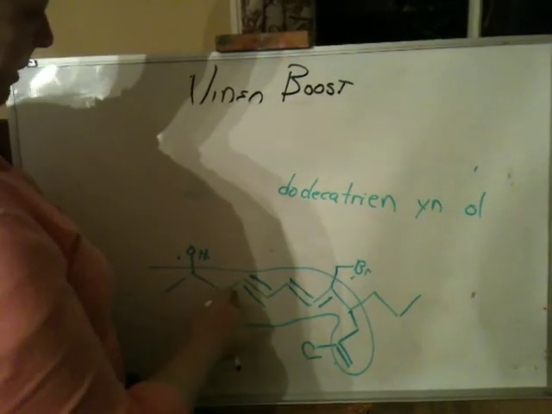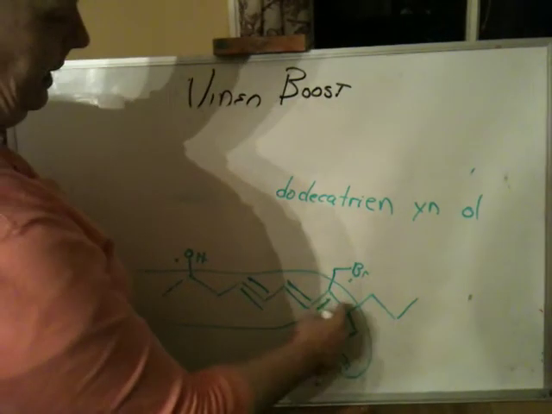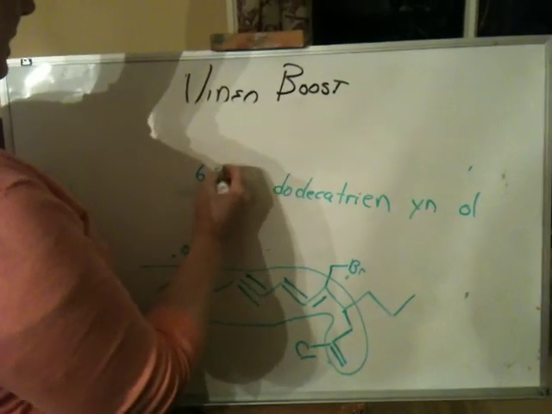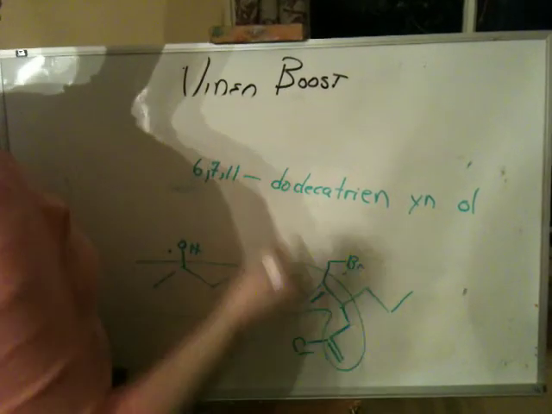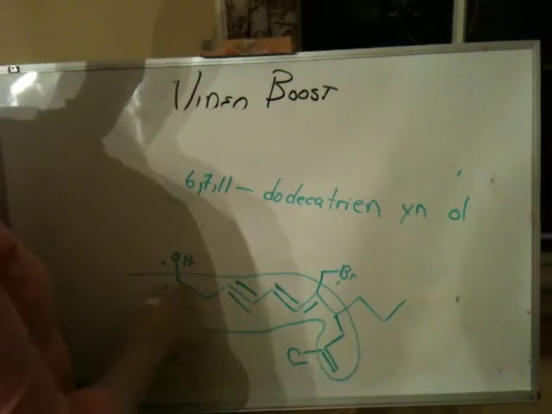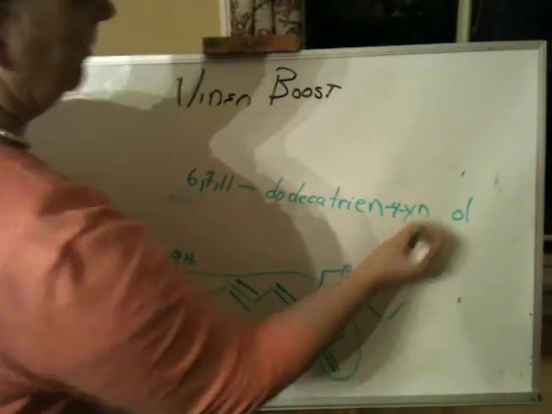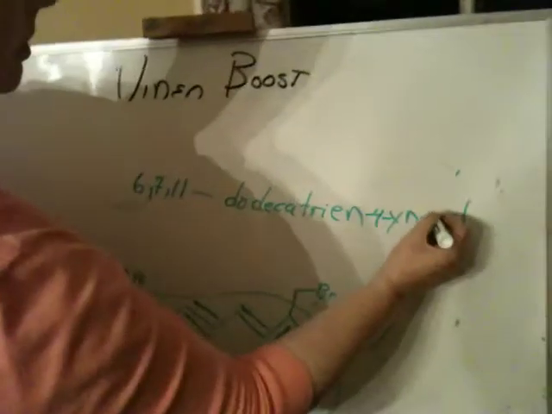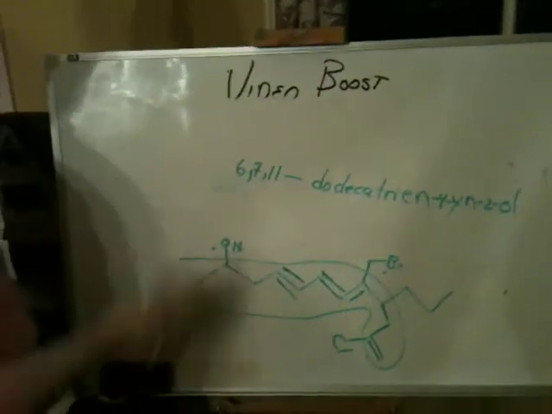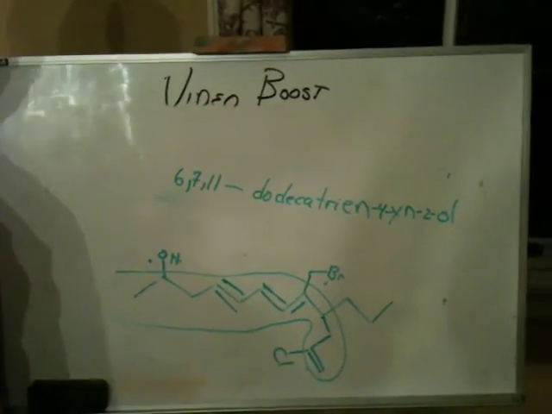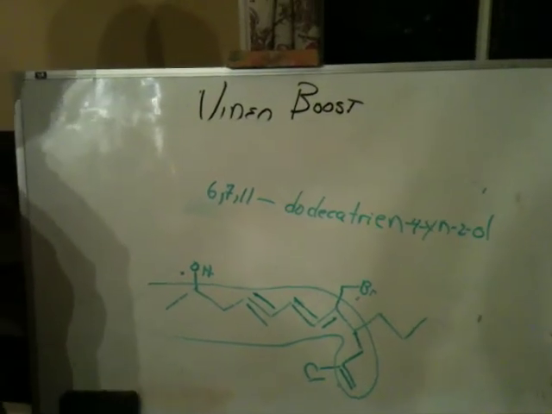They're 1, 2, 3, 4, 5, 6, 7, 8, 9, 10, 11. So it's 6, 7, 11. Dodecatriene, 1, 2, 3, 4, 4-yne, still 2-ol. Okay, so when I was envisioning it and I put the double bond on the side chain, I didn't picture it as being the main chain, but it was part of the main chain according to the rules.